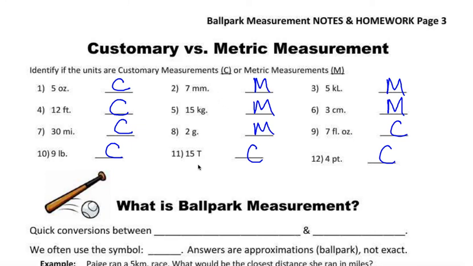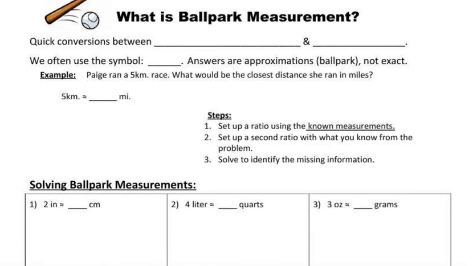The big T stands for tablespoons. That's a customary measurement. And the KL stands for kiloliters. FLOZ, I call them the flues. They're the fluid ounces. Those are customary as well. So what is ballpark measurement? They are quick conversions between customary and metric. And that's why they're called ballpark, because they're approximately the answer.